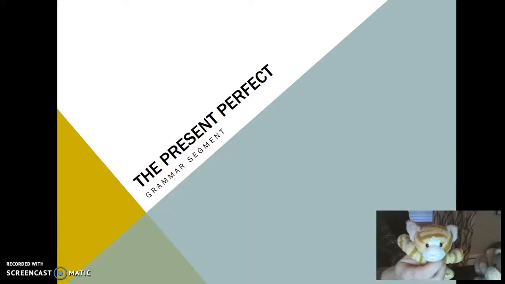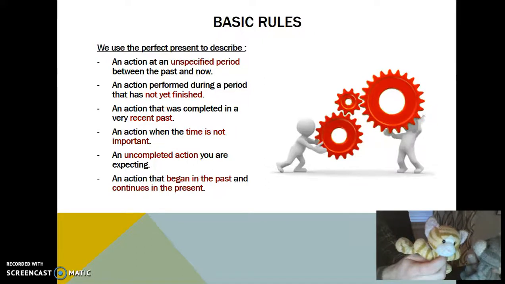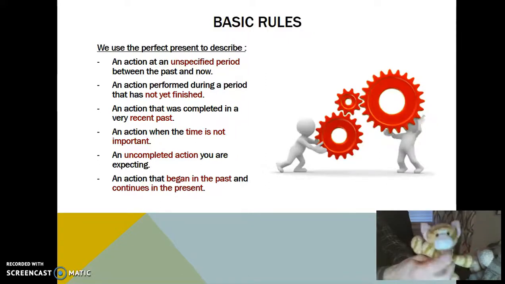Next grammar segment, the present perfect. Let's go! The basic rules of the present perfect. We use this verb tense to describe an action in an unspecified period between the past and now. We also use it as an action performed during a period that is not yet finished. We also use it for an action that was completed in a very recent past.